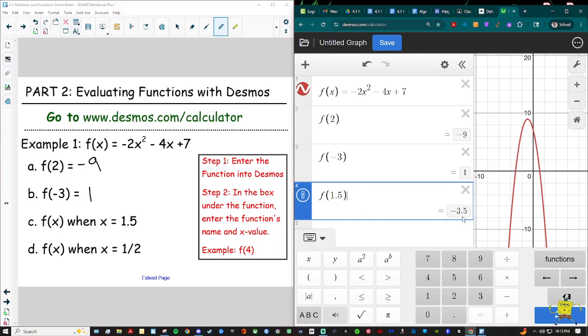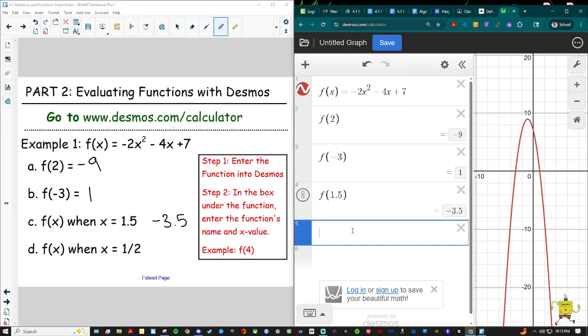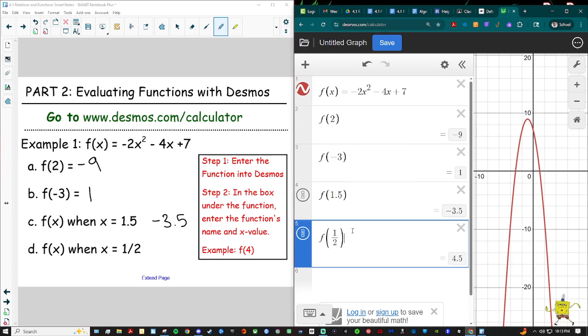Type it in, negative 3.5. On these problems, it is totally okay to write your answer as decimals, negative 3.5. Okay. D, what is f of 1/2? f of 1/2, or f when x is 1/2, is 4.5. And you're done. 4.5. That's all you need to do.